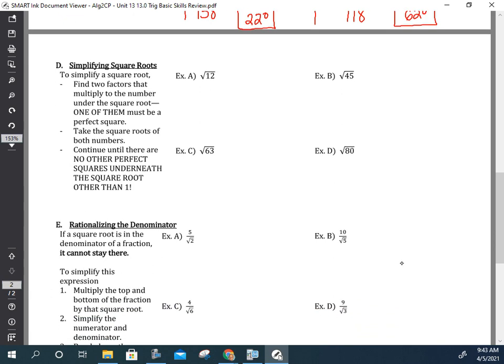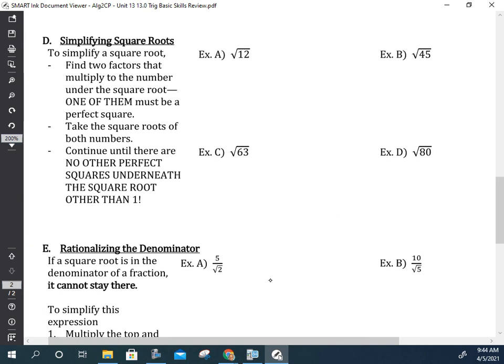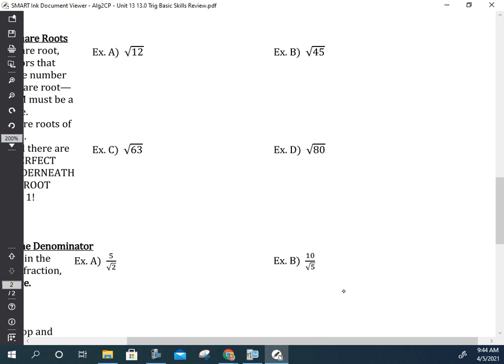All right, so let's look at part D. So part D is pretty much where we're gonna stop. So let's start with part D. Simplifying square roots. We did this earlier in this class, and for your case in first semester as well. Simplifying square roots means you find two numbers that multiply to the number under the square root. One of them must be a perfect square. So, you don't remember what the perfect squares are?